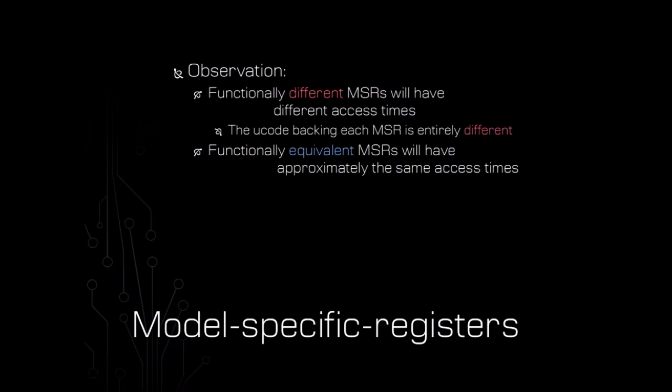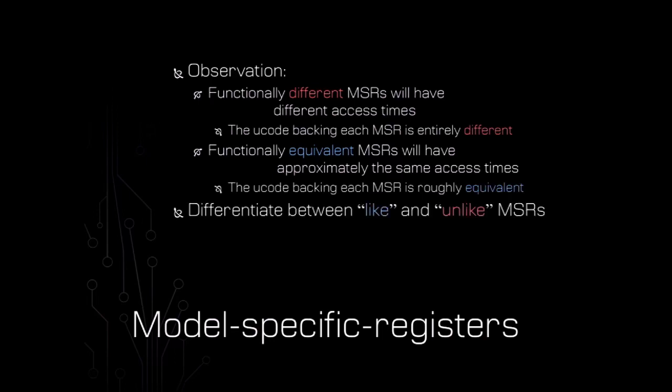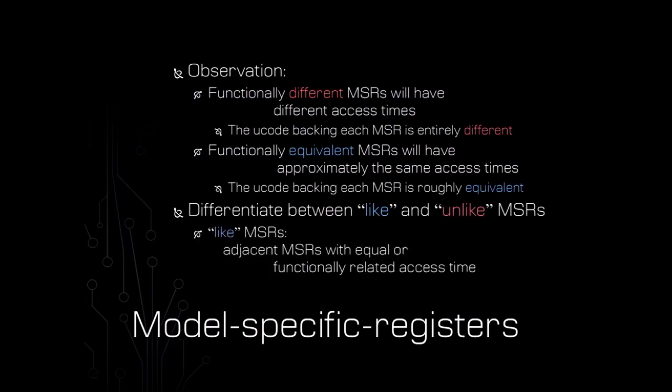So for example, there's something called the MTRR, the memory type range registers in x86. It's a set of MSRs that control cache behavior for different regions of memory. What I would expect is that MTRR 0 would have roughly the same access time as MTRR 1, because even though they control different regions of memory, they're functionally equivalent MSRs. So this timing attack gives me a way to differentiate between like and unlike MSRs.